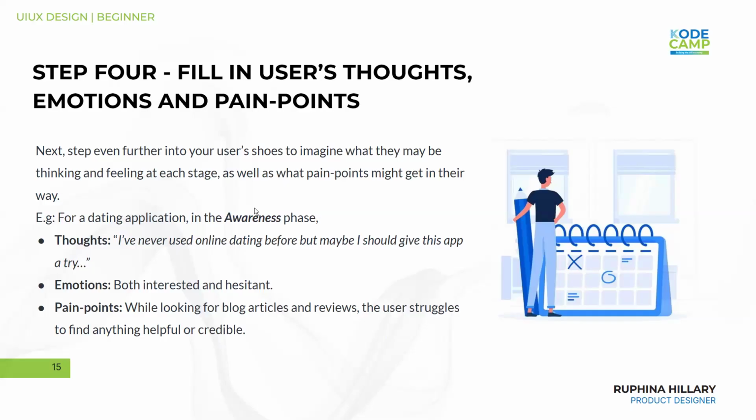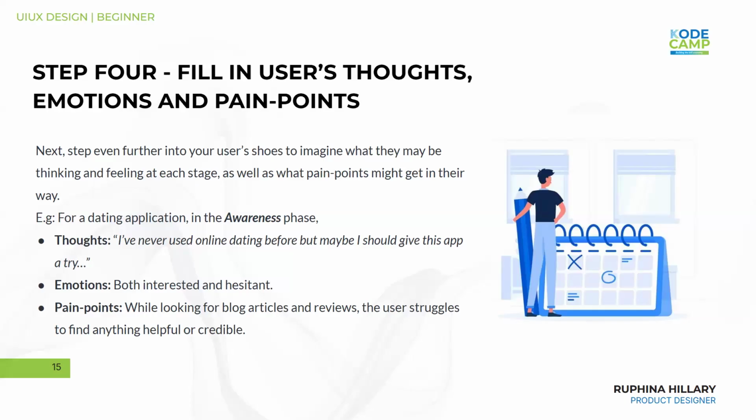So the touch point, maybe the touch point was the Facebook ad. That was the touch point. The action here was maybe scrolling through Facebook, checking for dating application reviews on YouTube and TikTok or Twitter or wherever. Then their thoughts. This is where thoughts come into play. Thoughts in this awareness phase, when they have just become aware that this application exists, is: I've never used online dating before, but maybe I should give this application a try. So these are their thoughts.